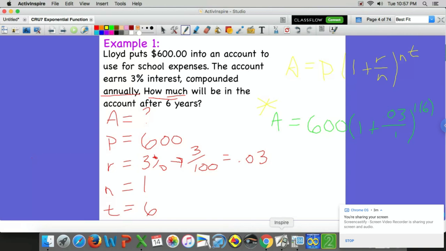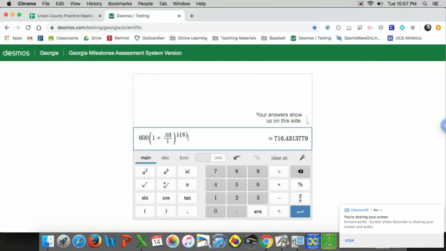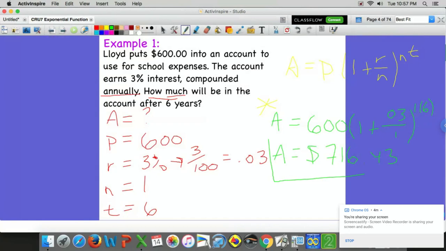So our A, or total amount, is going to be 716 and 43 cents. And so that's how much money you will have in your account after 6 years.